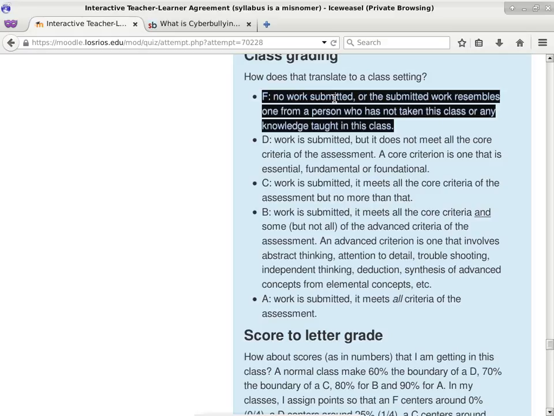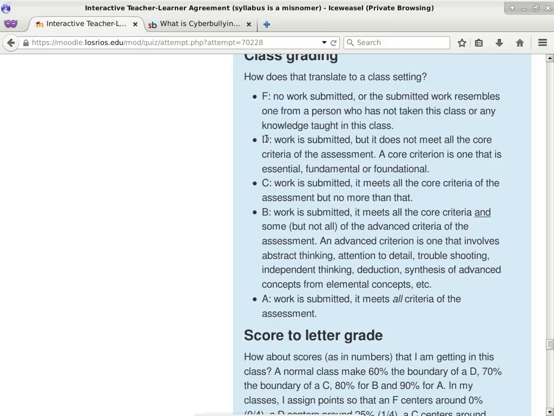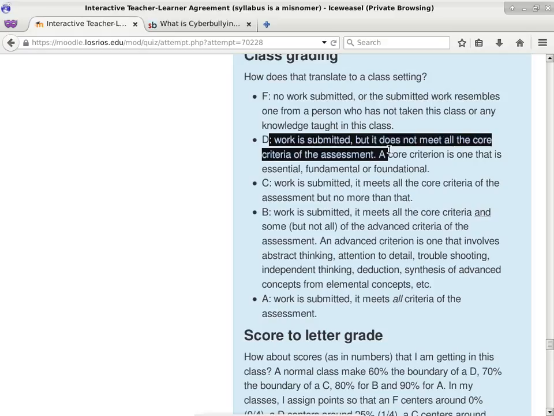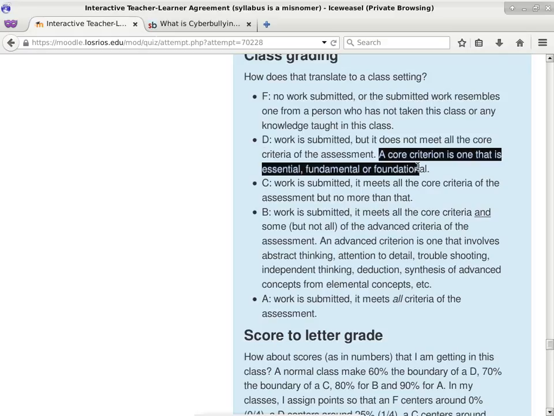A D means something is turned in. It does not meet all the core criteria of the assessment. In other words, I'm looking for something specifically, as the core, as the most important piece, and that's missing from the submission. The core criterion is one that is essential, fundamental, or foundational. Okay, it is really, really important.